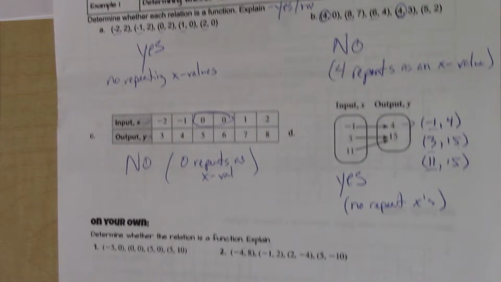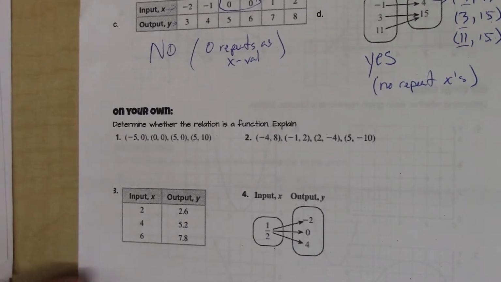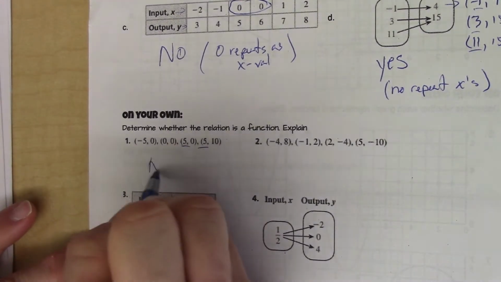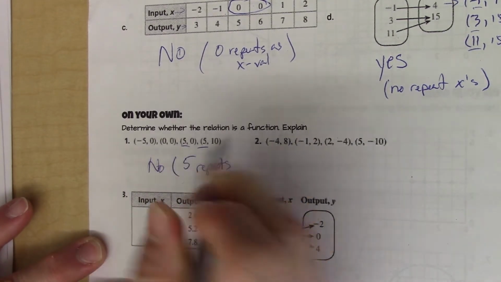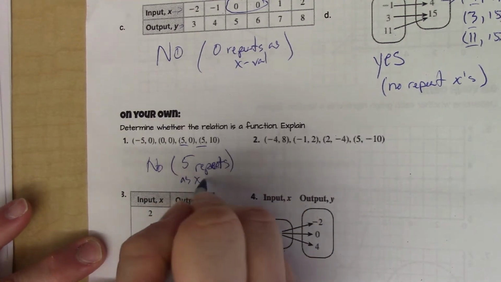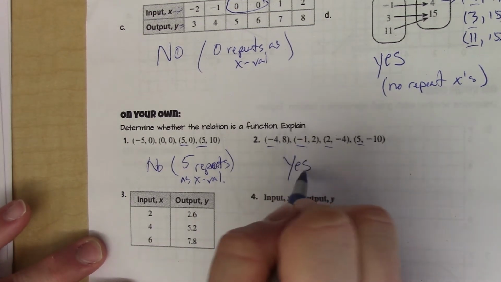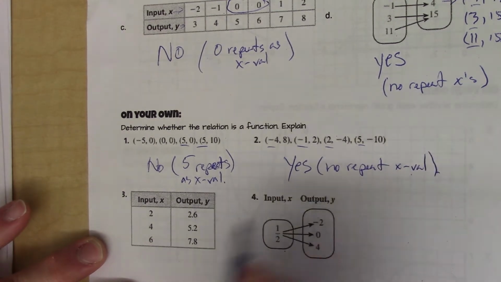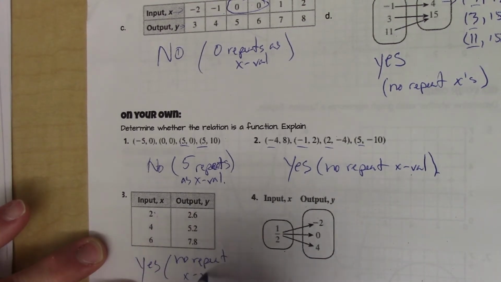Okay, pause the video, go try the on your own at the bottom, number 1 through 4, and then come back and check when you are done. Press pause, try it now. This has a repeating 5, so no, because 5 repeats as x value. This one has negative 4, negative 1, 2, 5. They're all different, so yes, no repeat x value. This one has 3 different ones, so yes, no repeat x value.